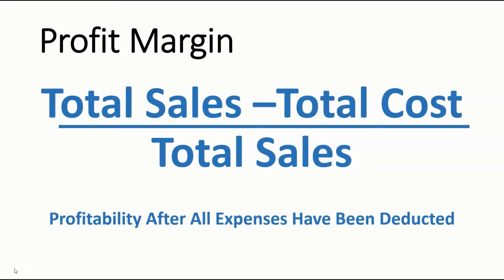Ratio number 7, profit margin. Now everybody wants to know what the profit really is. We don't just want the gross profit, but the actual profit margin. So what are the total sales minus total costs divided by total sales? So basically, this is the profitability of the organization after all expenses have been deducted. So know the difference between gross profit and profit margin, and I think it's a good thing to know just as an HR professional, not just for the purposes of the exam.